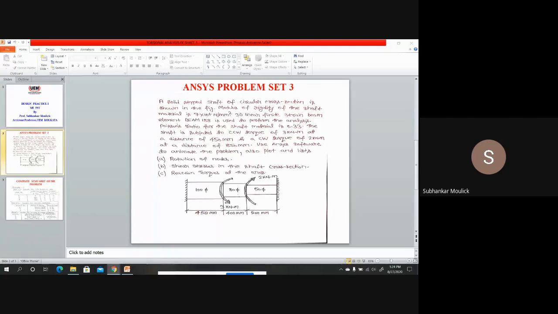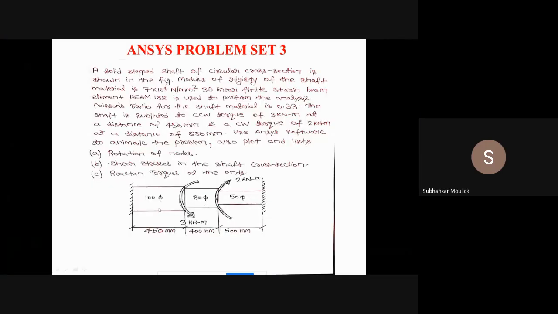Okay, so let us solve the problem. First of all, I have to identify the nodes of the problem, because so far with the help of nodes, we are modeling the entire geometry. So first let us identify the nodes. Can anyone tell me how many nodes will be there? Sir, four nodes. Yes, there will be a total of 4 nodes.